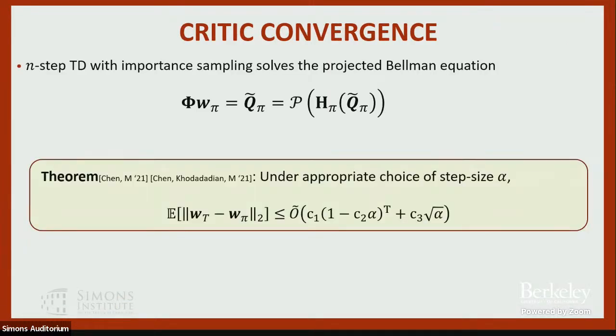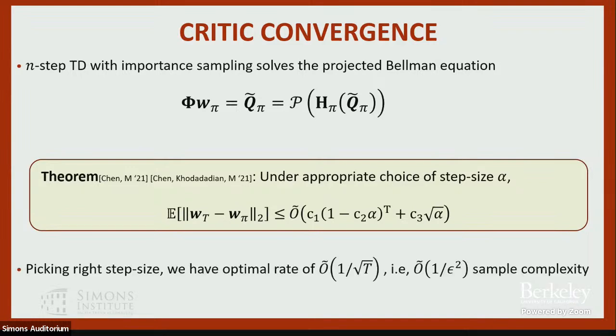So putting everything together, the quick takeaway is that if you use n-step TD with importance sampling, that overcomes the deadly triad in the off-policy setting, and it can find the solution of the projected Bellman equation, and the rate of convergence is this. w_pi is the solution of the projected Bellman equation. If I run this inner loop, if I run the critic for t iterations, then the rate of convergence, if I use a constant step size, the first term is geometric, so that's not problematic, but the second term is a constant that depends on my step size. If I make my step size small, then this error is going to be small. So now, picking the right step size, I can show a rate of convergence of 1 over square root of t, or sample complexity of epsilon to the power minus 2.